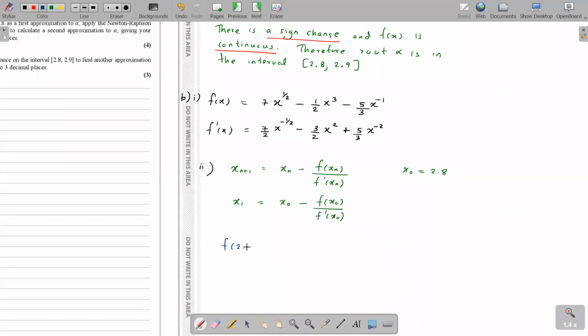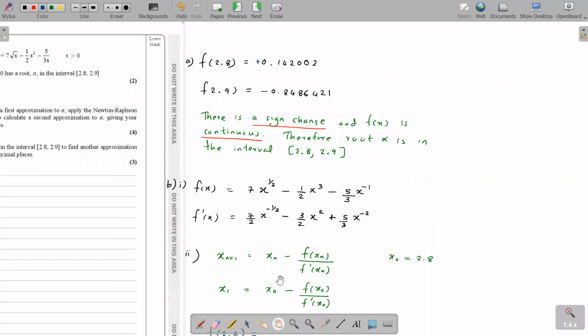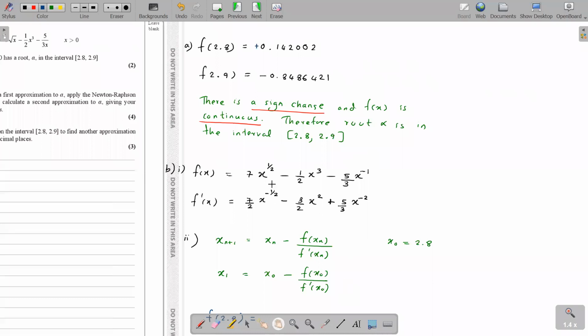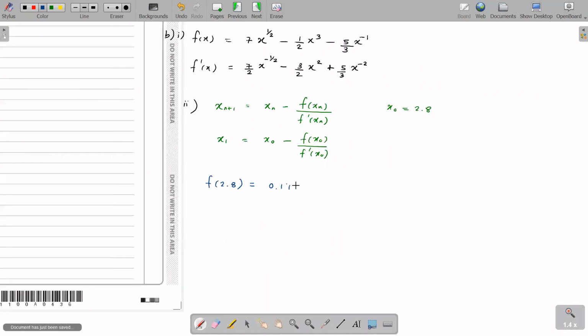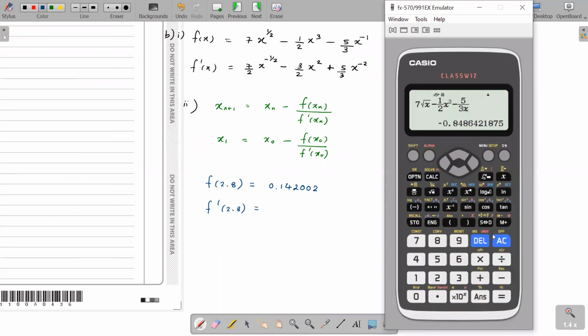So f of 2.8 was already calculated, right? Yes, f of 2.8 was already calculated, 0.142002. F dash 2.8 we need to calculate. So let me type the f dash equation in the calculator. Don't press the on button. As long as you don't press it, you can retrieve every single formula you type. So I press the AC button, and when I press the down button, I can go back to everything I typed earlier, because we might need the f(x) equation again, and we need to save time.